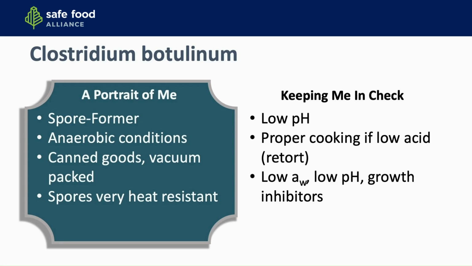Proper cooking, if it is a low acid canned food, for example, retort cooking. If you've ever been into a cannery, they do some pretty heavy-duty cooking of those food products, and this is why, to get rid of botulism. Low water activity, low pH, and growth inhibitors are all ways to keep it in check.